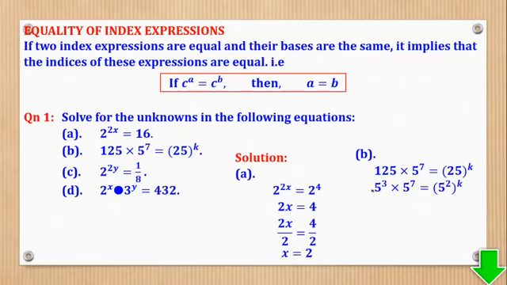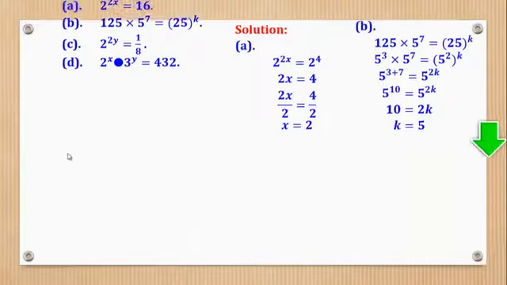Then here, same base, you add the powers. And here, powers, you multiply the 2 to come up with 2k. Now here, this base is the same, so it means this 10 is equal to 2k, meaning that k is equal to 5, and that's what they wanted. So that's how they use the equality of index expressions. But let's proceed to these and also attempt these other remaining parts.